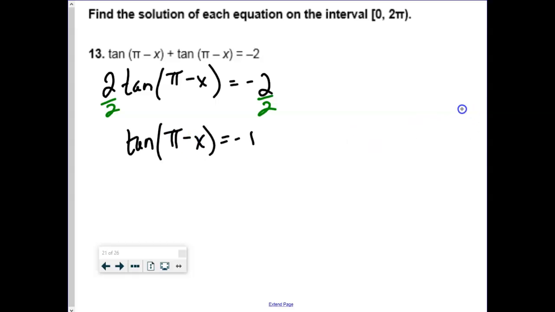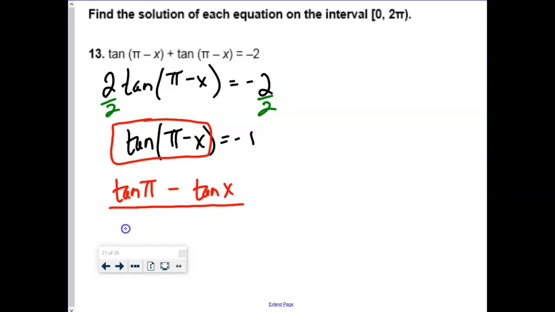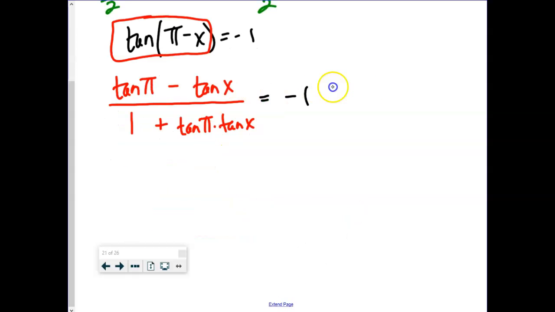At this point, if I wasn't paying attention to the lesson today, I'd be a little stuck. But this, I can trade this for something. All right, go visit your formula sheet. Tangent starts off using the same sign, and then the denominator switches signs on you. So for this guy, it would be the tangent of pi minus the tangent of x over 1 plus the tangent of pi times the tangent of x. Now don't forget, this is an equation. It says equals -1 on the other side.